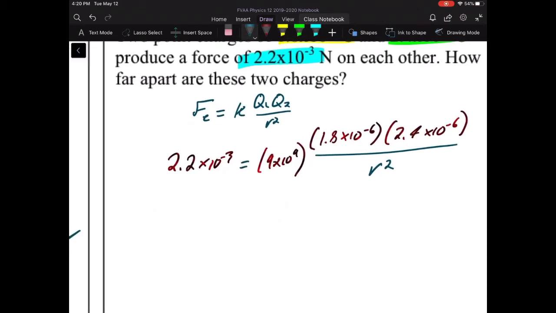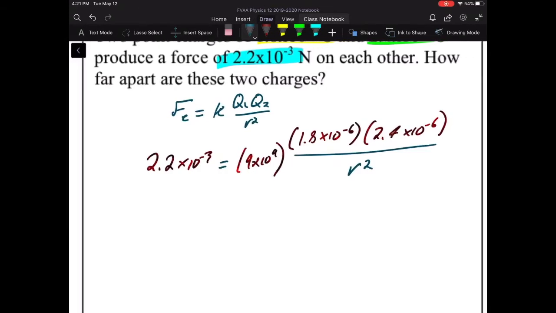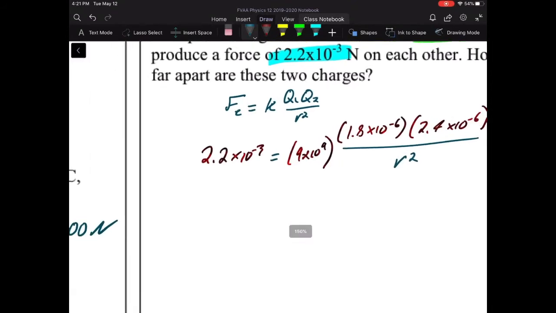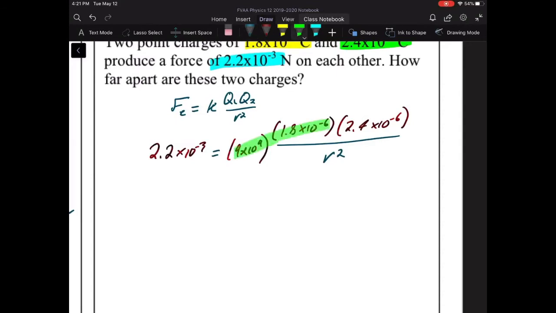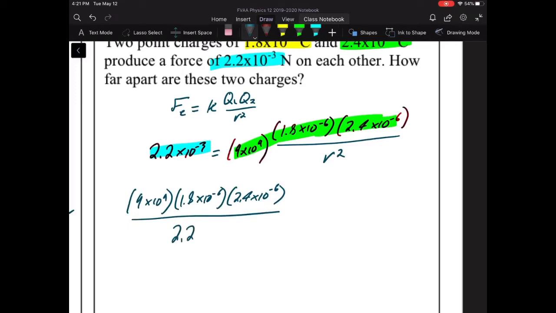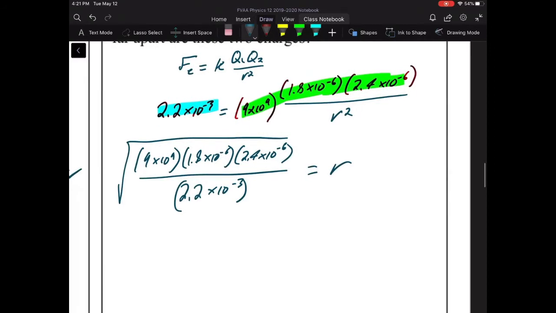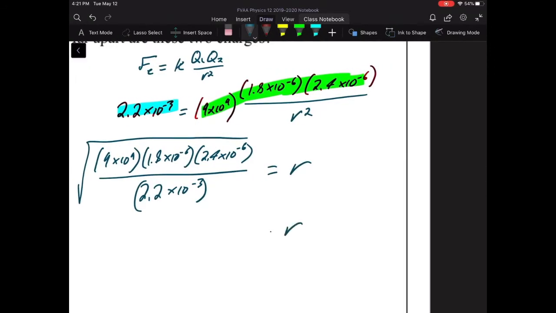Here you can break this down into different sections, but in the end you can rearrange this equation as this divided by this. You're going to get 9 times 10 to the 9, times 1.8 times 10 to the negative 6, times 2.4 times 10 to the negative 6, divided by 2.2 times 10 to the negative 3. And then the square root of that, because it's r squared, is equal to r. Then you plug this all into your calculator to get our answer.